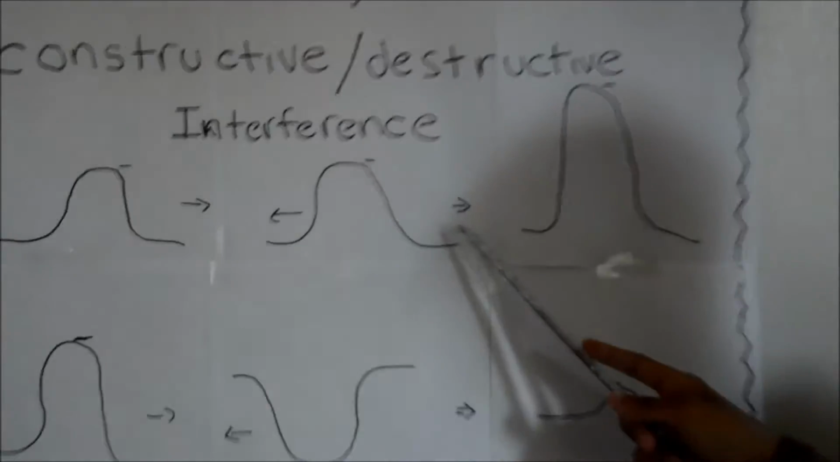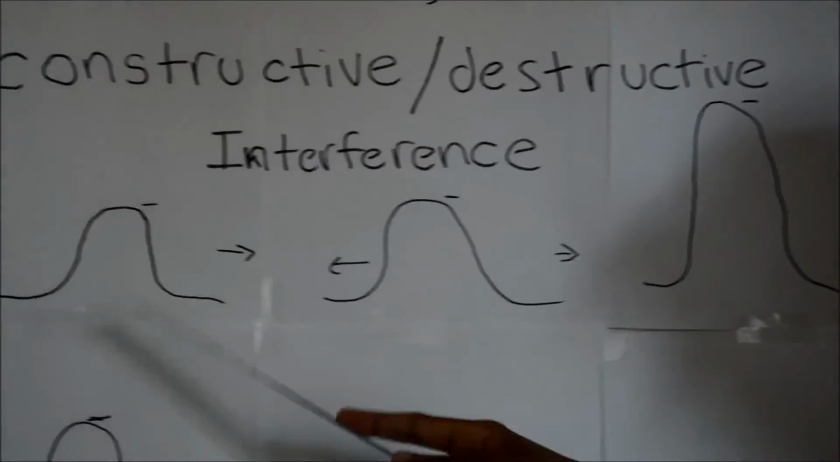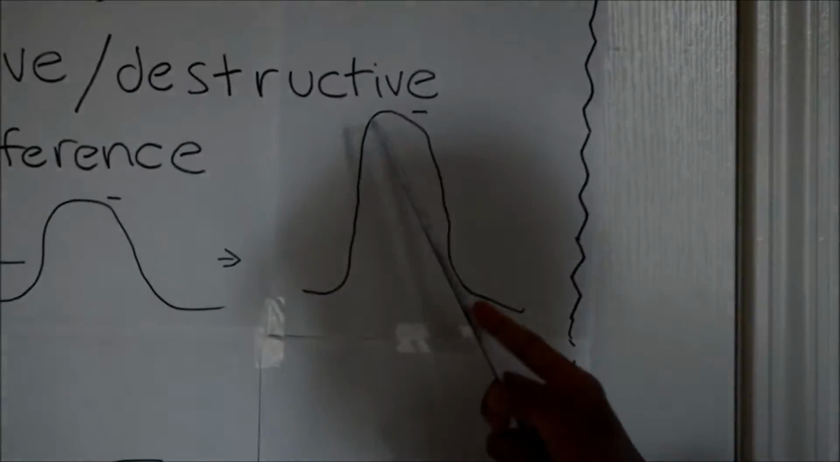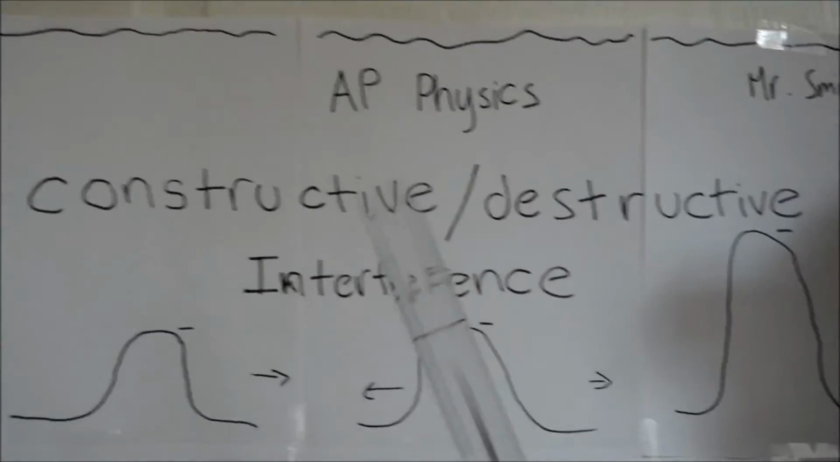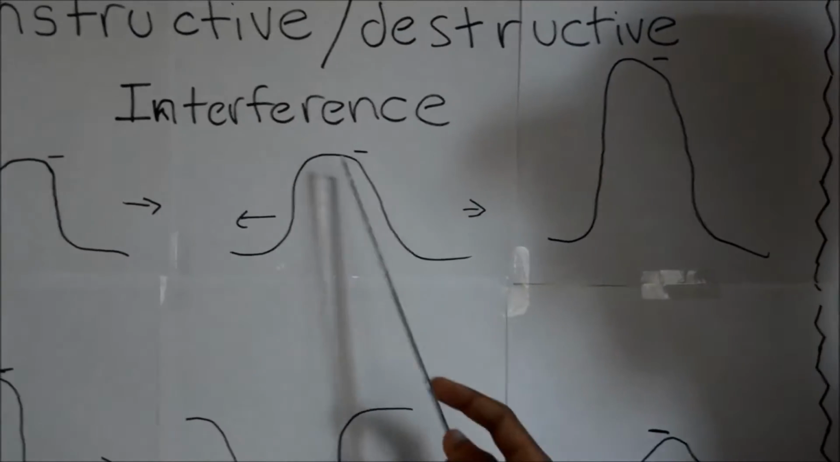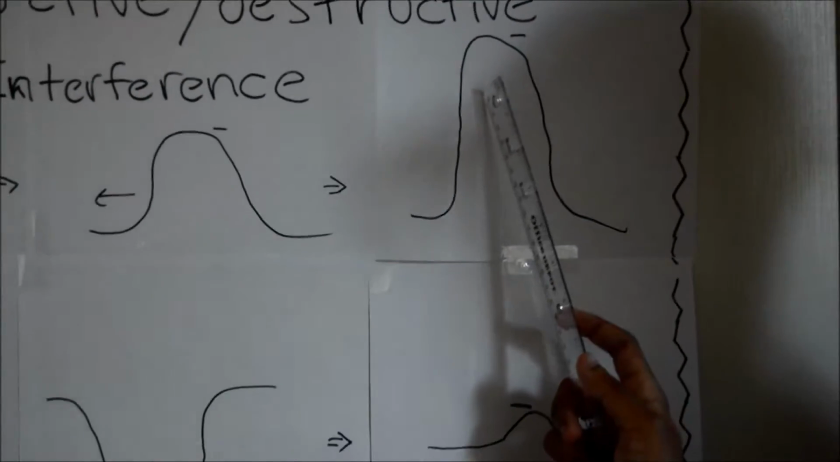So if you look at the result of this, you see that the interference caused by these two has created a greater amplitude in one wave. This is known as constructive interference because these two amplitudes have combined to form a wave with a greater amplitude.